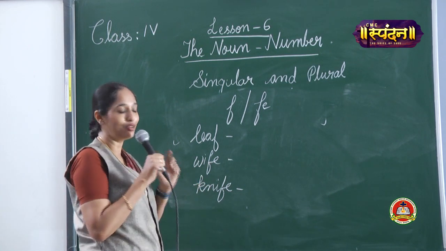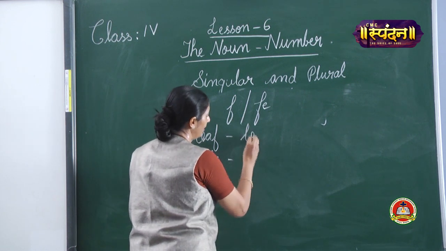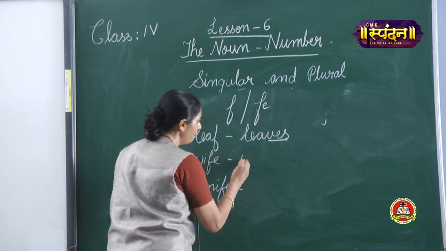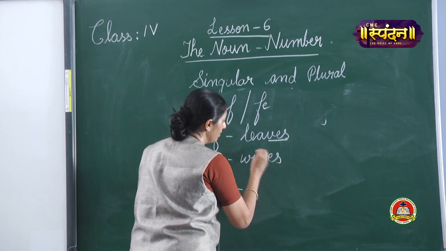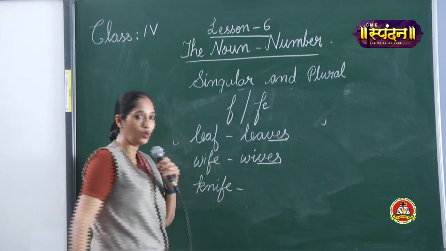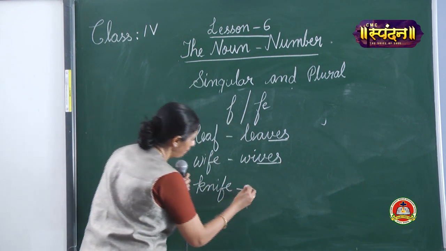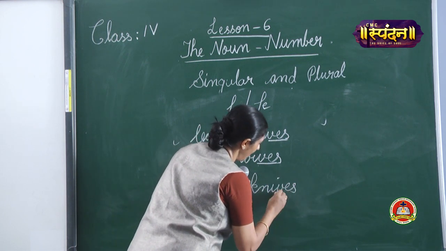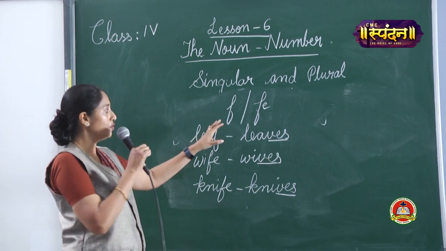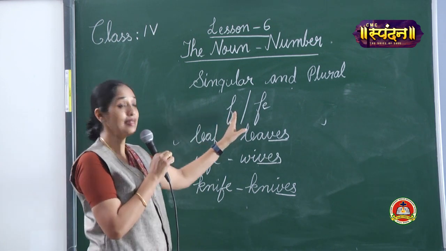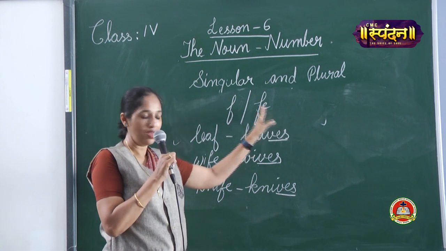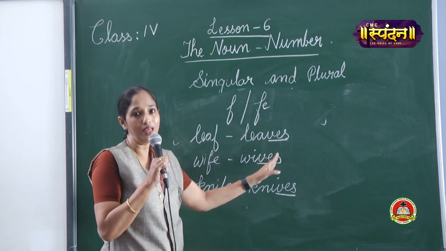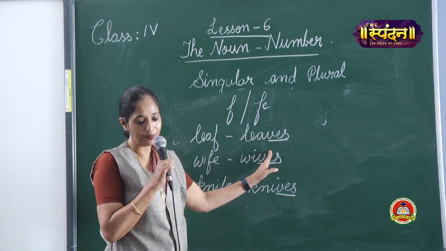So let's write the plural. Leaf, L-E-A-V-E-S, leaves. Wife, W-I-V-E-S, wives. And knife, K-N-I-V-E-S, knives. So, if you come across nouns that end in f or fe, we remove that f and fe and then we add ves to the nouns.